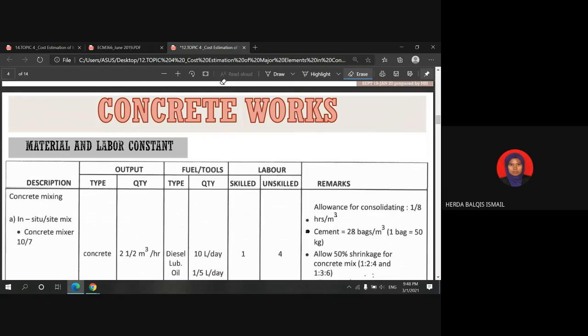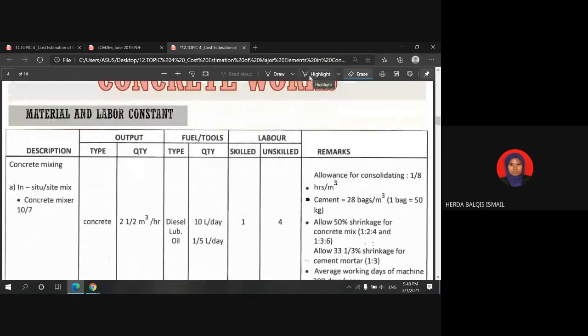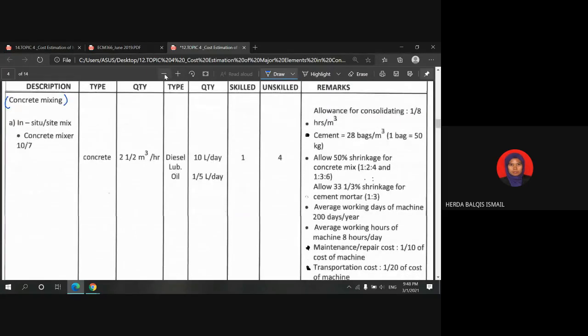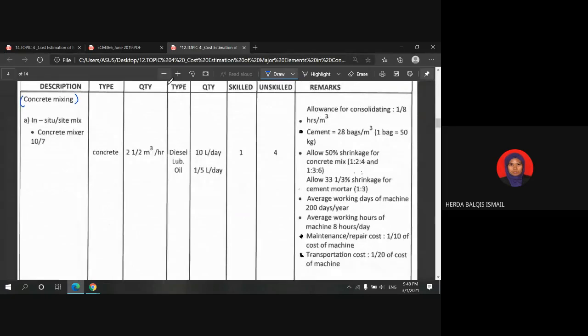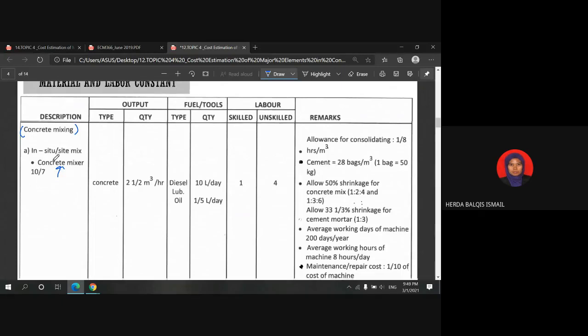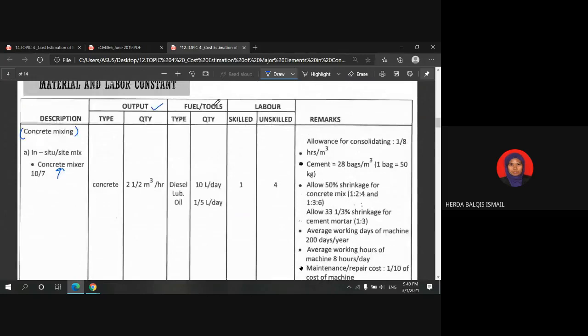Alright, so the operation of concrete mixing can be conducted with two approaches. The first one is by using machineries or equipment, and the second one is to mix it manually. We will look at the first part, where the concrete is mixed by using the equipment, namely the concrete mixer. So let's look at the output, the fuel and the tools as well as the labor.